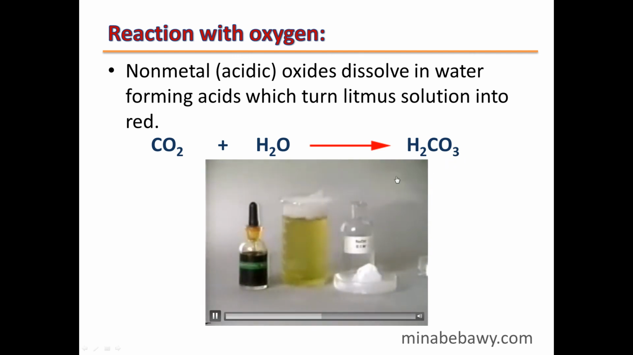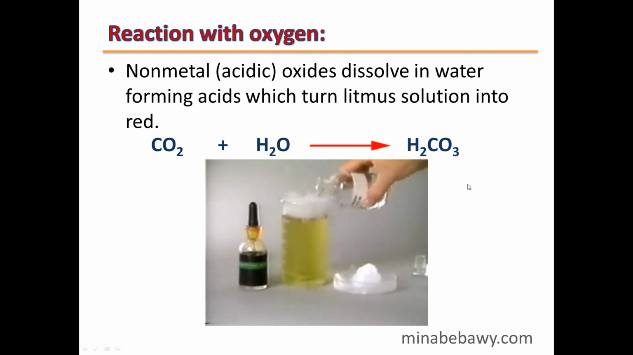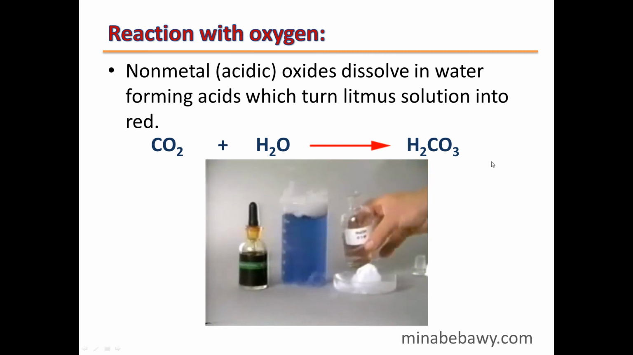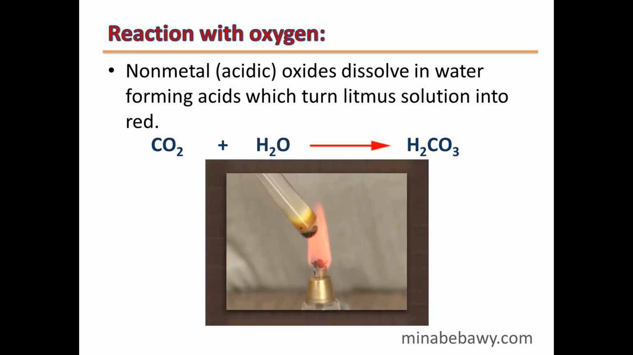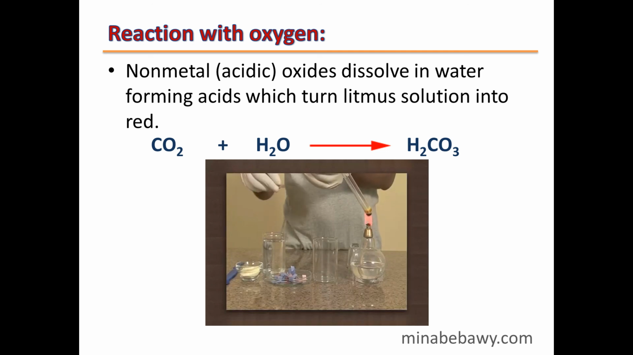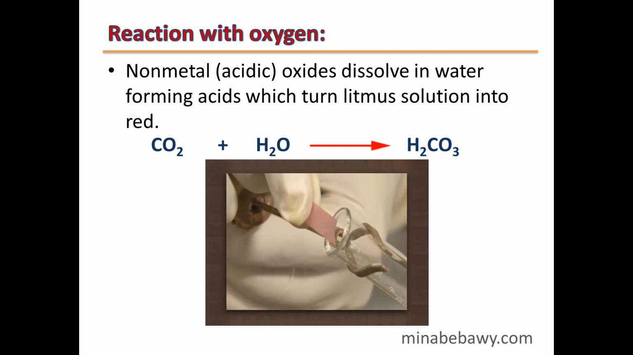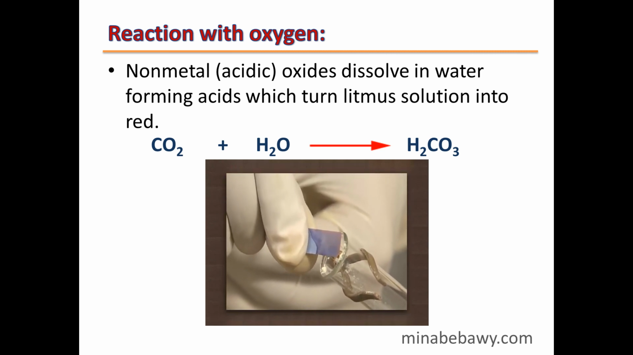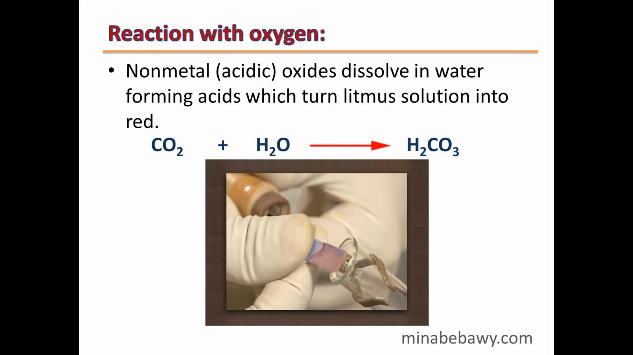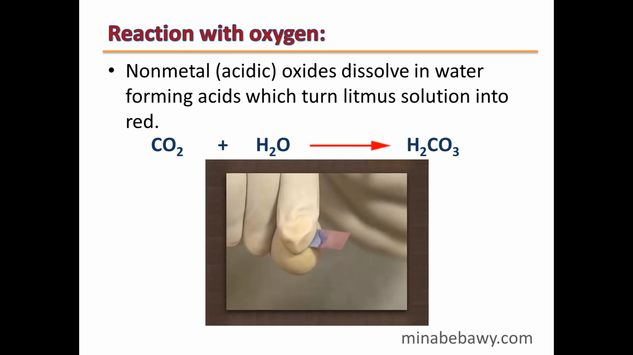And as you can see, by using litmus solution, its color will change into yellow or red, because carbonic acid is an acid. So when non-metal oxides dissolve in water, they will form acid. By heating sulfur strongly and putting a litmus paper at the mouth of the test tube, you will see that the blue litmus paper will change into red. This proves that sulfur dioxide is an acidic oxide.